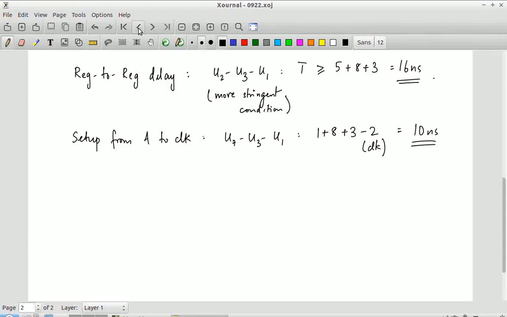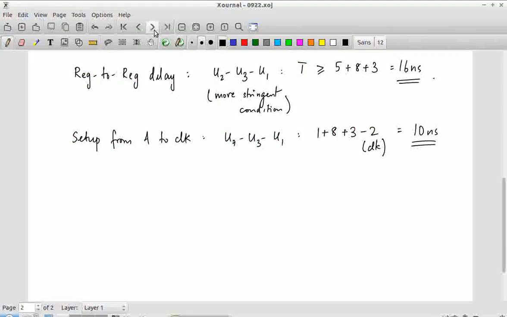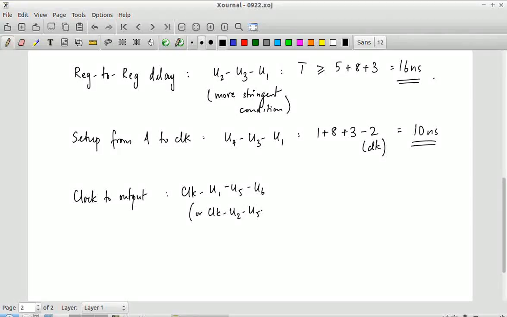Okay. The next parameter that we considered was the clock to output. A clock edge arrives, how much time does it take before the output becomes stable? In this case also, there are two paths. Both of them have the same delay, whether it's from clock to U1 to U5 to U6 or clock to U2 to U5 to U6. In this case, the clock itself comes 2 nanoseconds late. U1 has a TCQ of 5, U2 has a delay of 9, and U6 has a delay of 6. So, 22 nanoseconds.